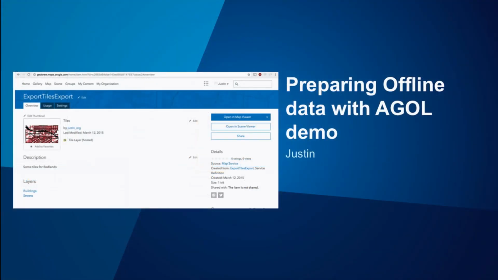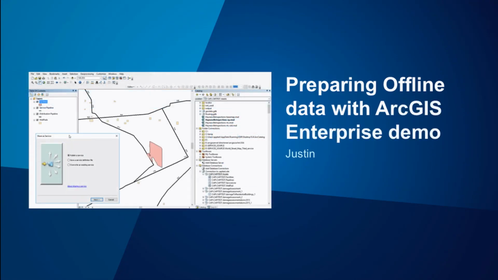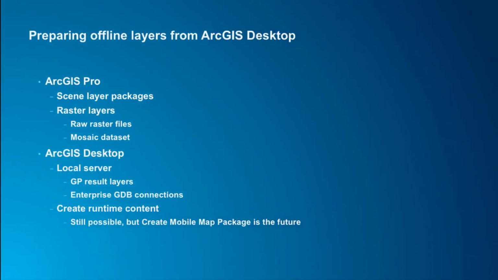Okay, so that was preparing data for offline use in ArcGIS Online and ArcGIS Enterprise. The other way of preparing your data for offline use is obviously in ArcGIS Desktop. And there's a couple of options here. There's actually a few different layer types that I missed from a previous slide. I've since added them to that slide for the next time around. But there are other layer types that you can just package.